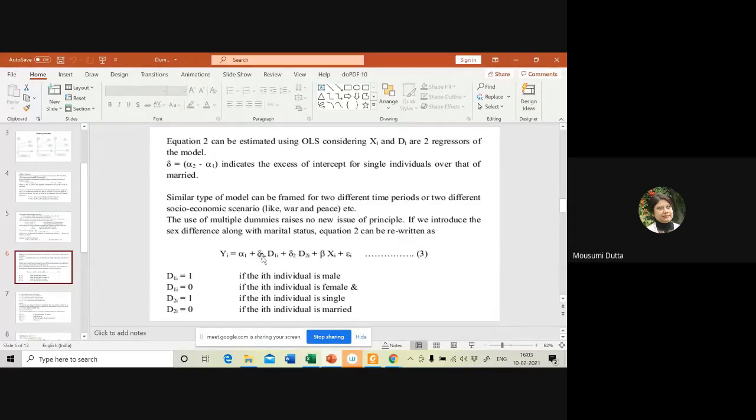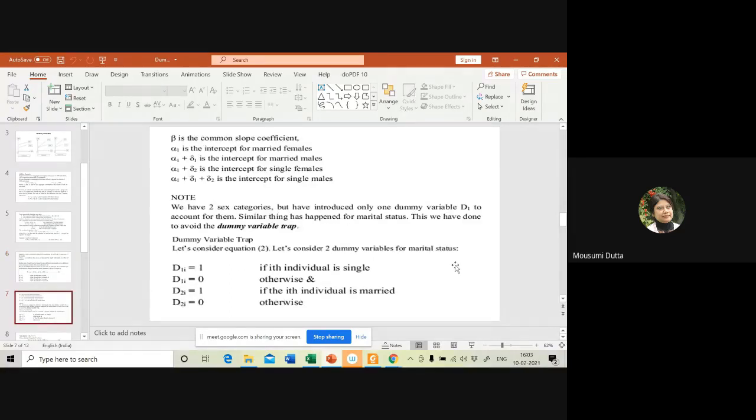So in this way, changing the values of d1i and d2i, we are getting equations for 4 groups. So beta is the common slope coefficient, alpha 1 is the intercept of the married females, alpha 1 plus delta 1 is the intercept of married males, alpha 1 plus delta 2 is the intercept of single females, alpha 1 plus delta 1 plus delta 2 is the intercept of the single males. So in this way, you can go on and on.